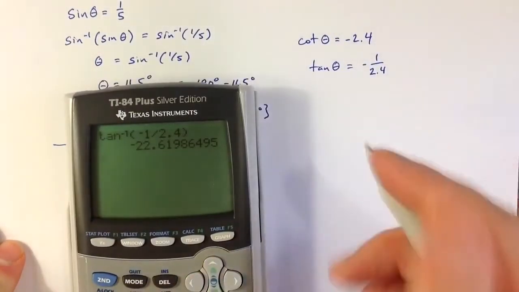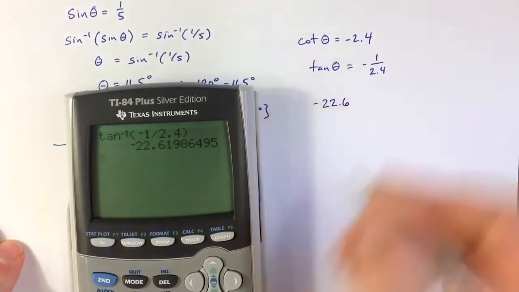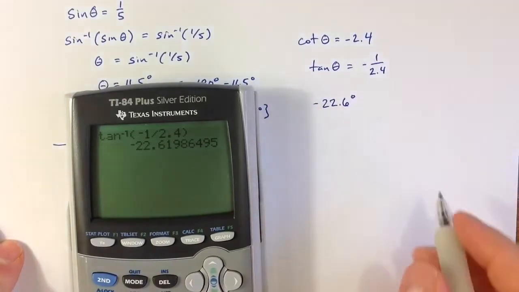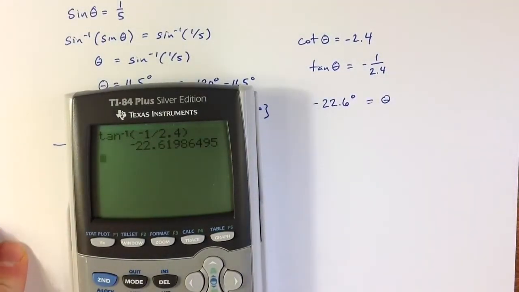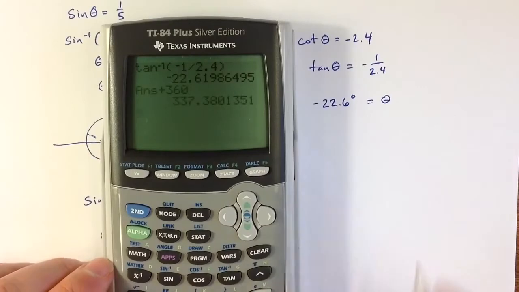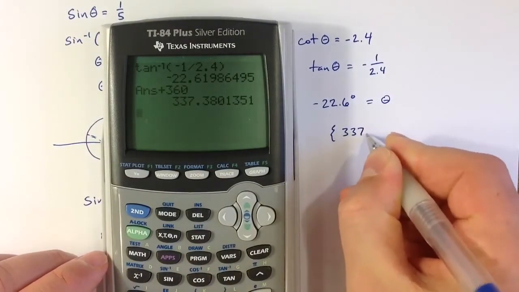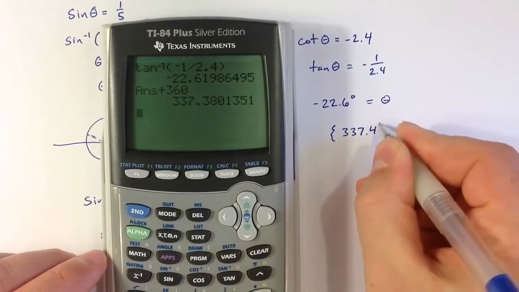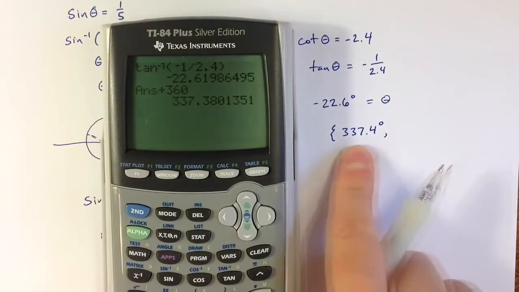So again, there's a solution of -22.6 degrees. That's outside of our range. We're looking for angles between 0 and 360. So I could add 360 to that. So a solution that is in our range is 337.4 degrees. The second solution on the unit circle, so this is in quadrant 4.